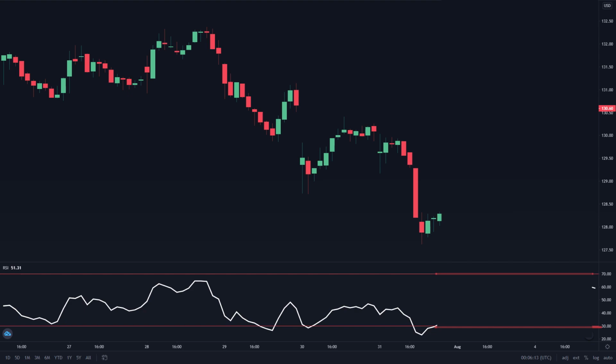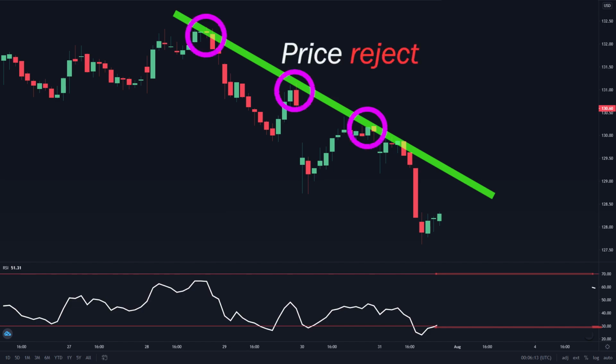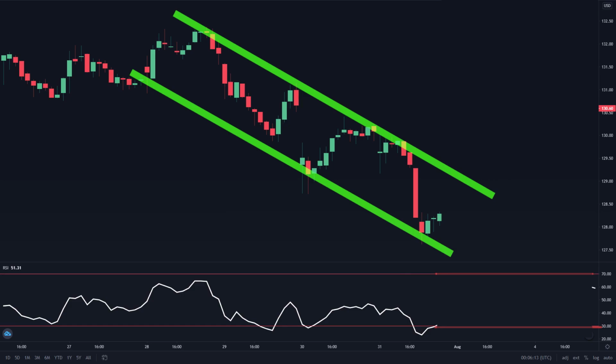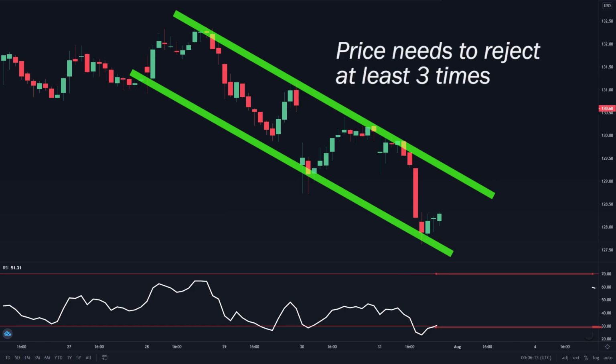Here, you can see that the price is clearly on a downwards movement. You can draw a trend line here as price is rejected multiple times. You can also draw another trend line below here. A little tip when drawing support resistance lines that I personally use is that price needs to reject at least 3 times to further confirm that it's a strong support or resistance.